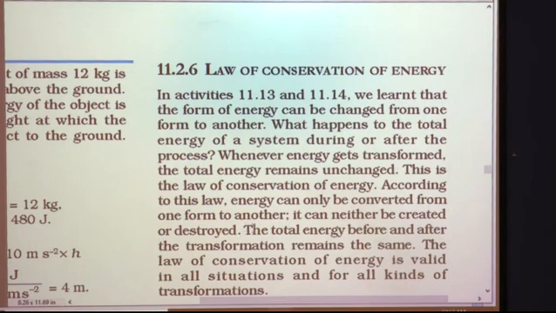So, according to this law, energy can only be converted from one form to another. It can neither be created nor destroyed. So, what is this law of conservation of energy? It states that the total energy remains constant, only one form of energy gets converted to another form, no new energy is created and no energy is destroyed. So, the total energy before and after the transformation remains the same.